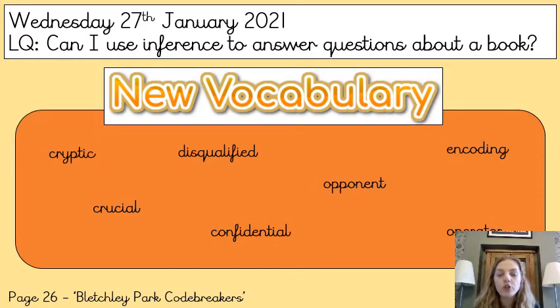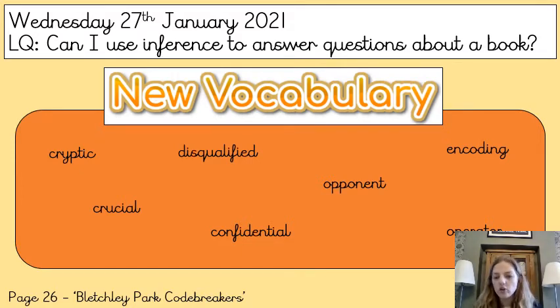The next word is crucial. So the word crucial means to be vital or to have vital information. So it's really important information that you're looking at, and that you need to be able to pick it out because it's really important and it could help you with your knowledge. So for example, I might say, oh, this is really crucial that you know the rule of punctuation in a sentence because you will get assessed on it when you do your SATs. So I hope that that makes sense.